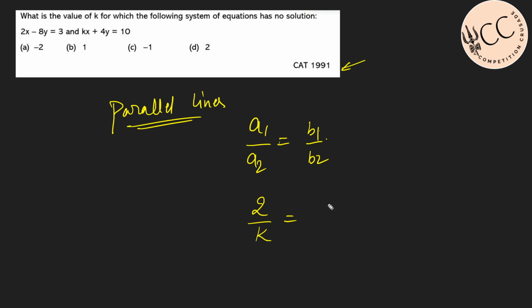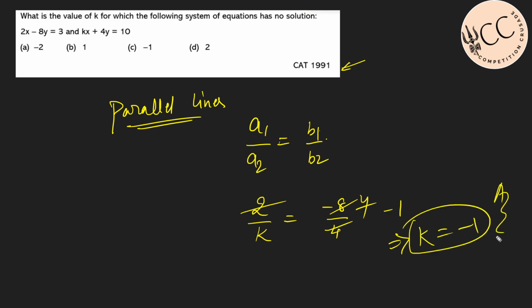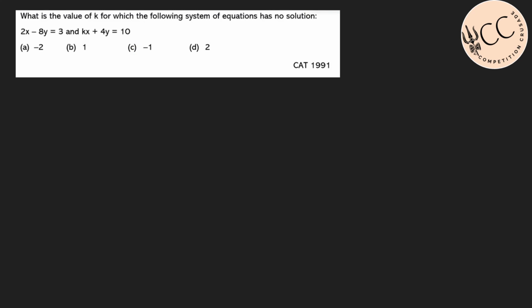That is equal to minus 8 by 4. So basically k is equal to minus 1. Now this is the answer. So whichever has the negative one is going to be the answer. Okay, let's go to the next one.